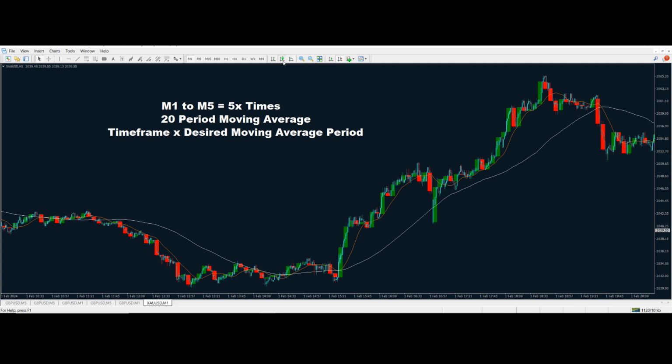So this is the 20 period. This one is the 20 period moving average on the 1 minute chart, and this is the 20 period moving average on the 5-minute chart, but we are basically in the same chart. We are on the 1-minute chart.